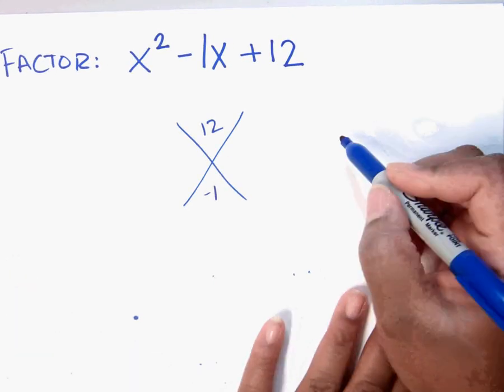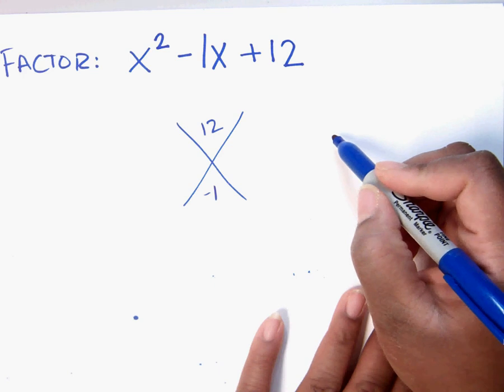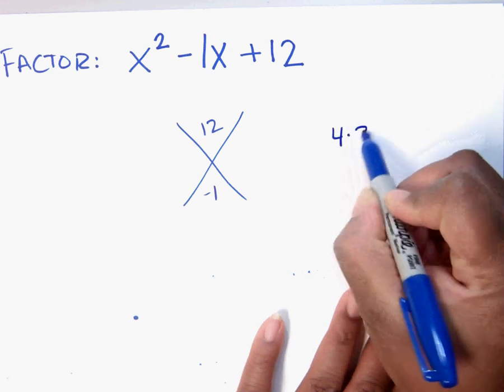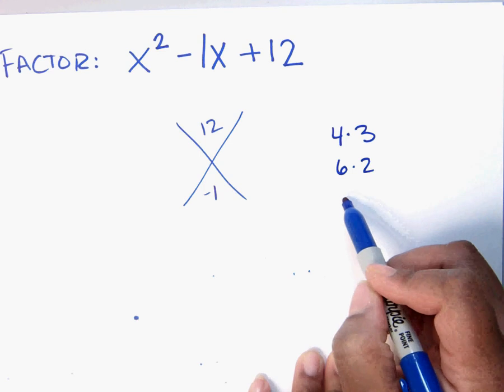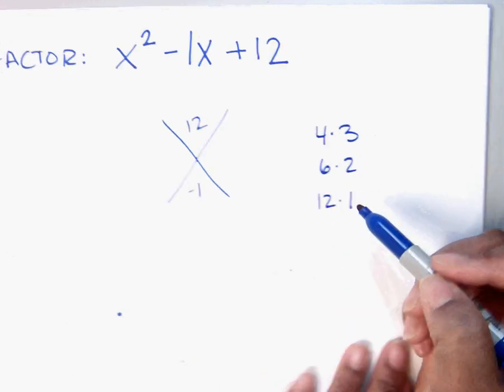Okay. Who remembers where I started on the last one? Multiply. Oh, wait. I multiplied. So what numbers multiply to 12? 4 times 3. 6 times 2. 12 times 1. Okay?